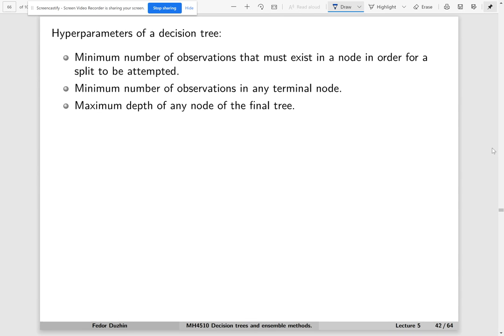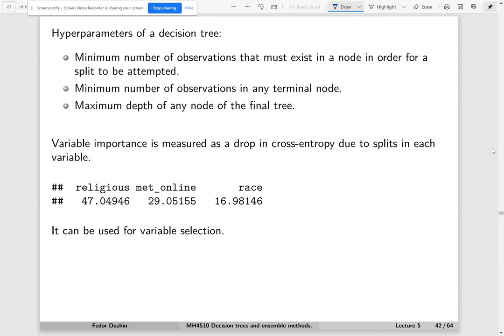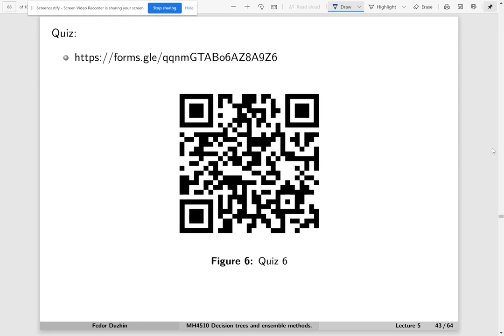A decision tree has a number of hyperparameters that I guess you could hypothetically fine-tune with cross-validation, but no one really does that in practice. But hypothetically, there is a number of hyperparameters, so it's just for your information. And what is important to understand is that variable importance can be measured as the drop in cross-entropy or Gini index, depending on which of the two is used, due to splits in each variable, all right? And this variable importance can in future be used for variable selection.